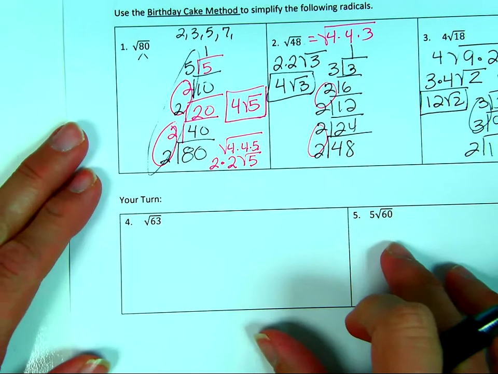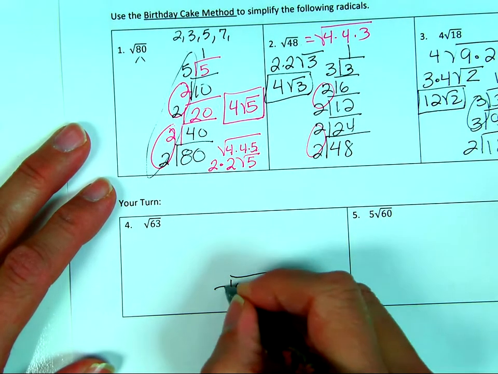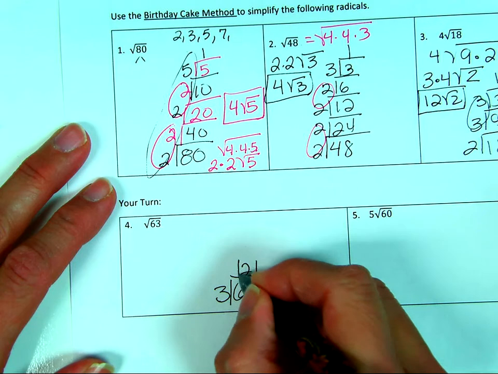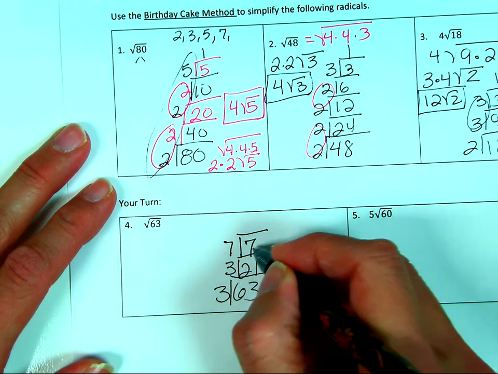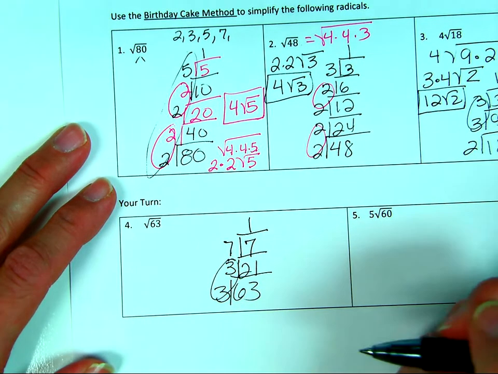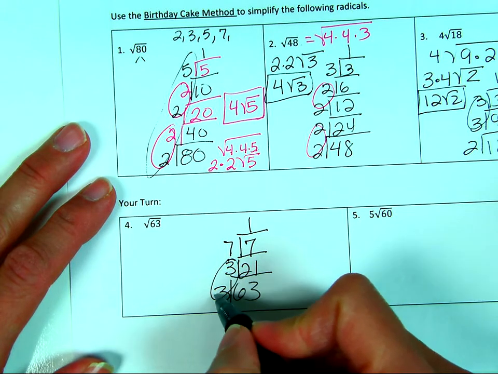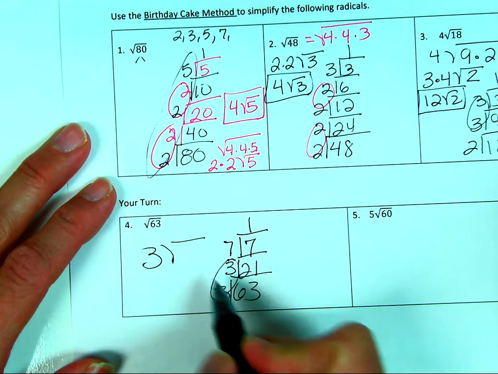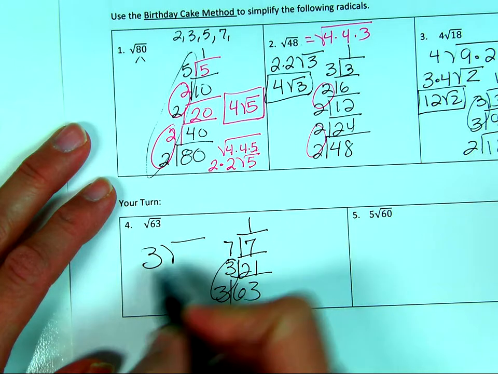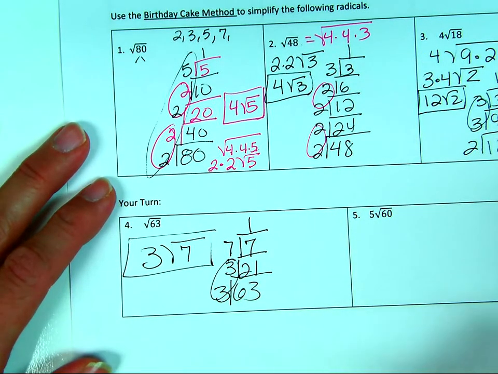Okay, so here we go. 63. Well, 2 doesn't go into that, but 3 does. 3 goes into there 21 times. 3 also goes into 21 7 times. 7 goes into 7 1 time. I have 2 3s. So here's a little shortcut for you. If you have 2 3s, did you notice that that's the square root of 9, which is just 3? So if I have 2 3s, it's kind of like taking the square root of it is 1 3, so it's just on the outside. Makes it a little bit easier if you don't want to do that other step.